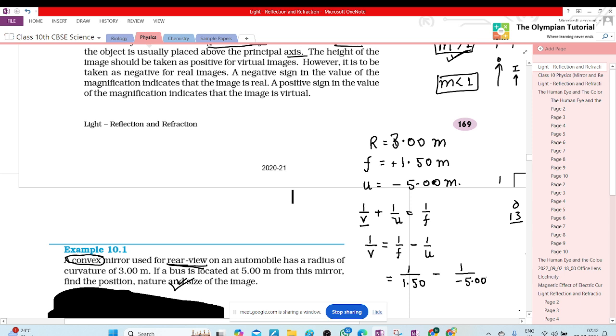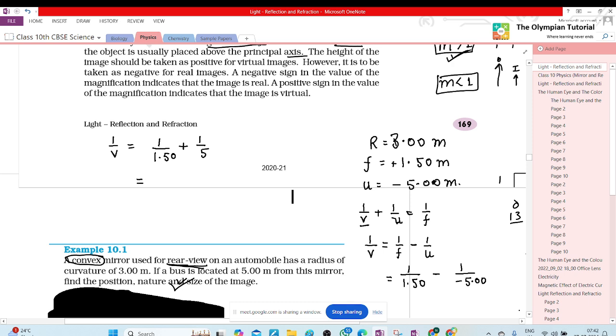Why can't we just take it as 1.5? Yes, you can take, no issues. Minus 5.0 only, no, ma'am? Yeah, you can take. Only 5 you can take. Okay. So it will become 1 upon 1.50 plus 1 upon 5. Why, ma'am? Because the minus and minus sign will make it plus, positive sign. Very good.